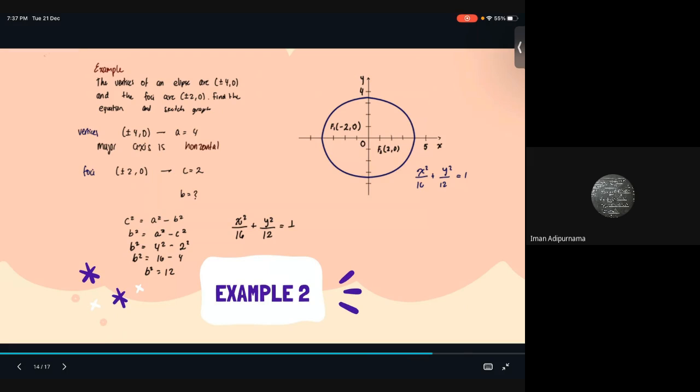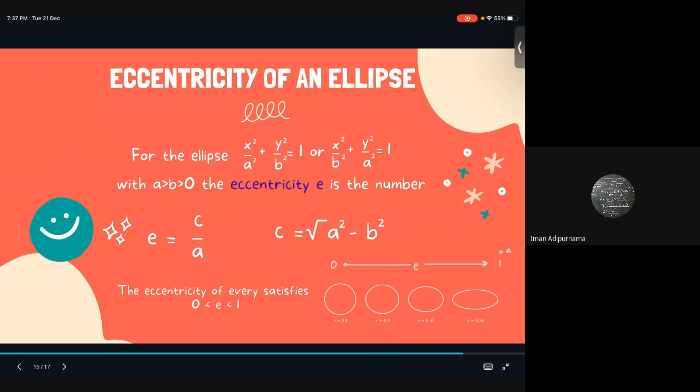So yeah, now we have the eccentricity of an ellipse. So for the ellipse x squared over a squared plus y squared over b squared equals 1, or the other one, which is x squared over b squared plus y squared over a squared equals 1, with always a being greater than b and 0. The eccentricity e is the number. Here we have the equation e equals c over a. And it will follow that c will be equal to the square root of a squared minus b squared. Here, I was not able to put the a squared minus b squared in the square root, but yeah, it is over both.